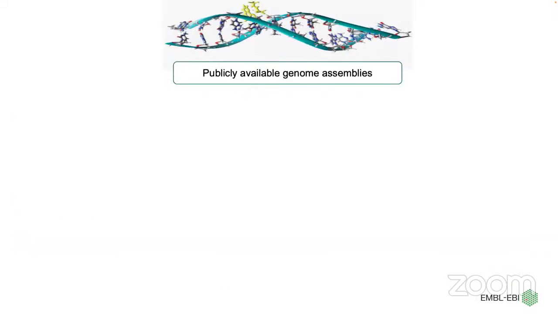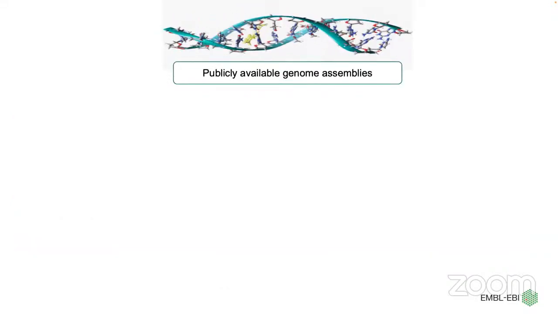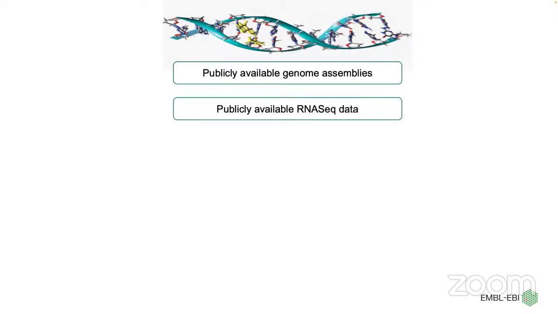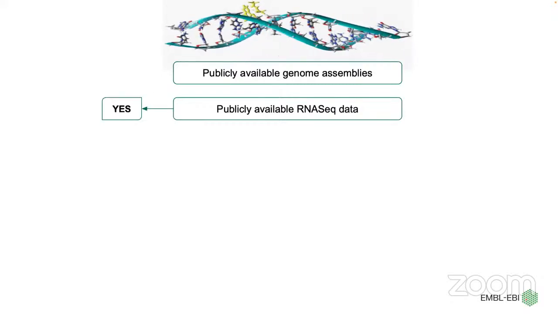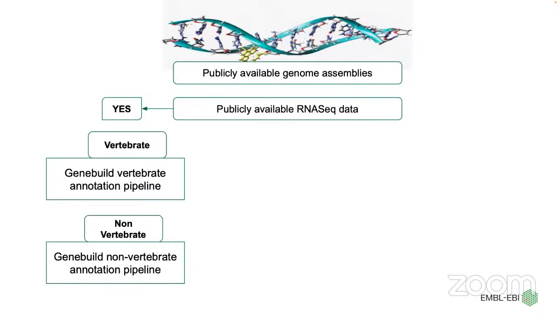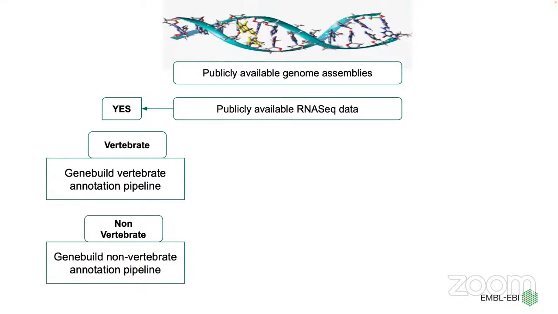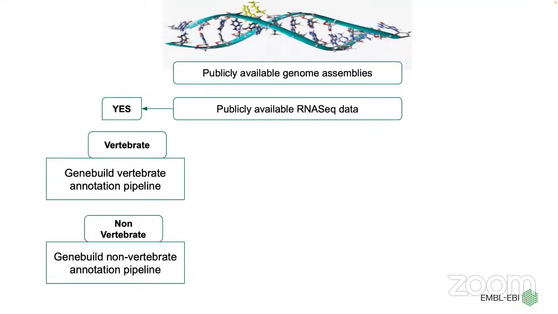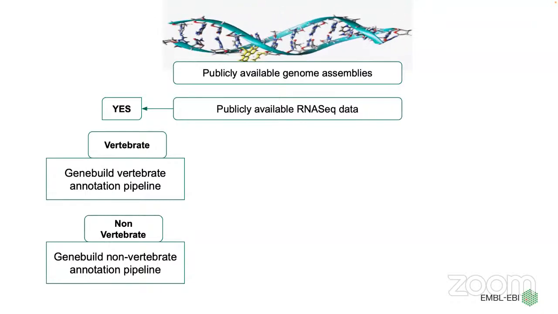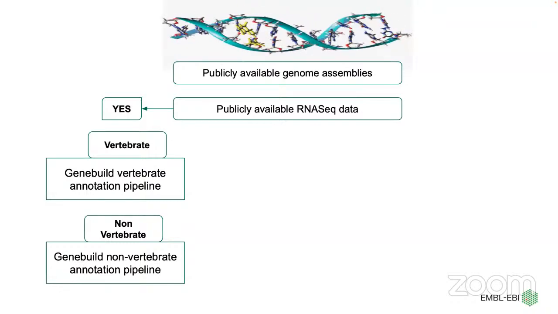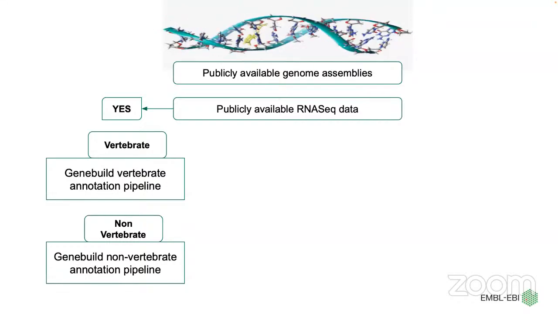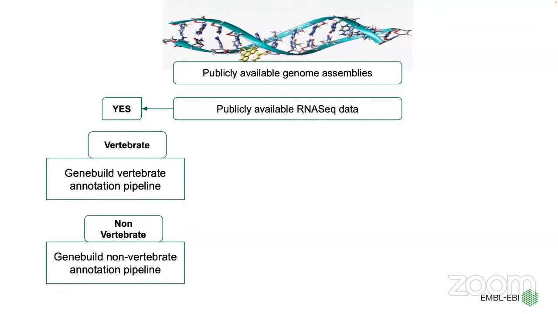But in general, when we have a publicly available genome assembly which is not annotated, we look for whether RNA-seq data is available or not. If the data is available and it's a vertebrate species, then we run our standard annotation pipeline. But if it's a non-vertebrate, we use a slightly different annotation pipeline, because for non-vertebrates there is usually not enough transcriptomic data, and sometimes not a good reference is available. So we skip the projection, we use different protein sets, and we rely on orthologs.